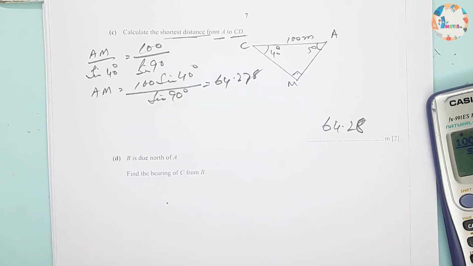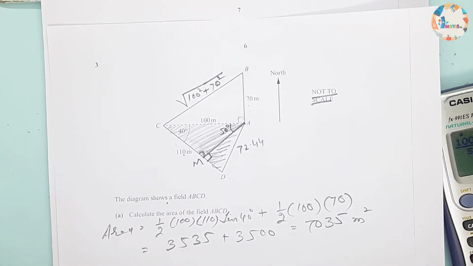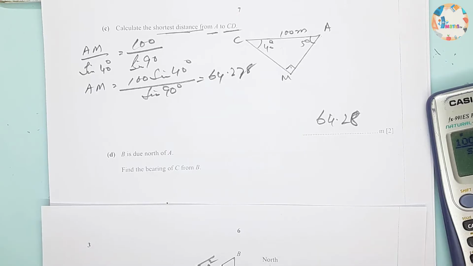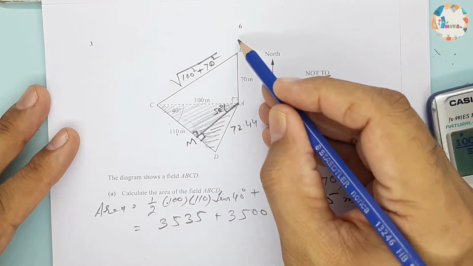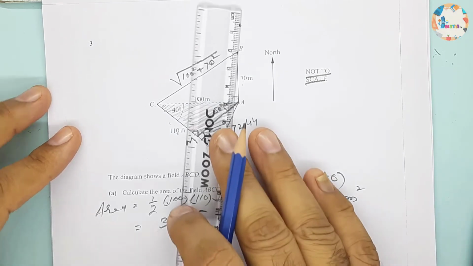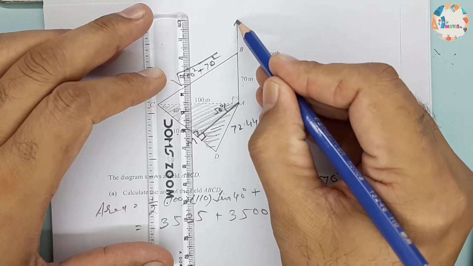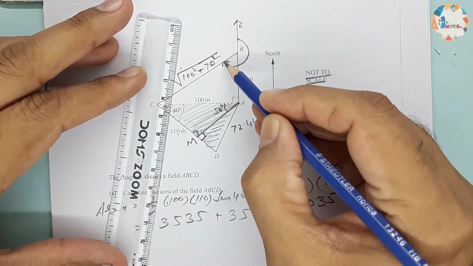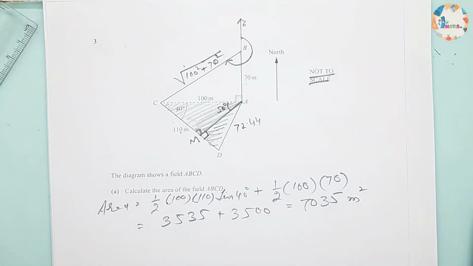D part, B is due north to A. So A is this one, due north is this one. So B is due north to A. Find the bearing of C from B. If we draw north from B, the north direction is this one. We can extend this as the north, and we require this whole bearing angle, starting from here up to this, and we can find this angle.